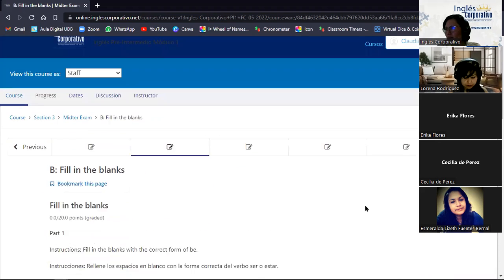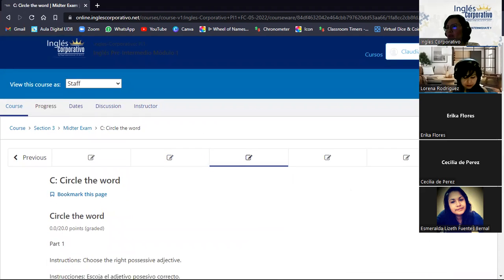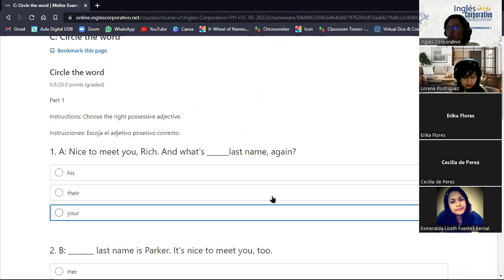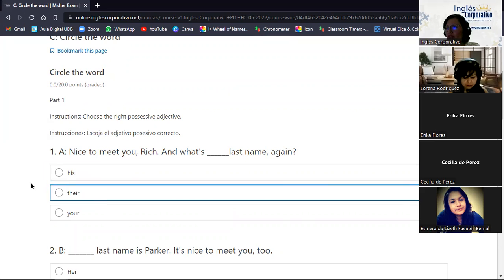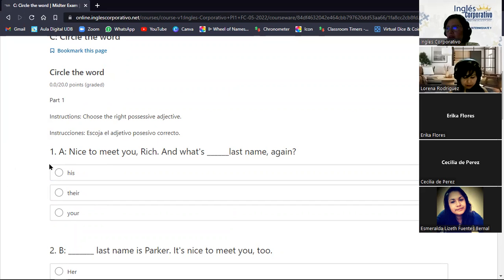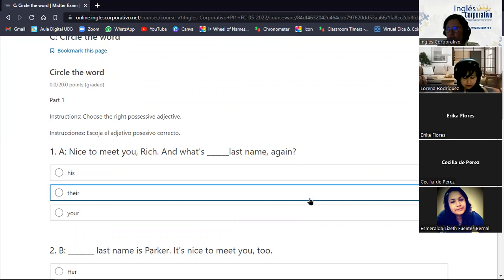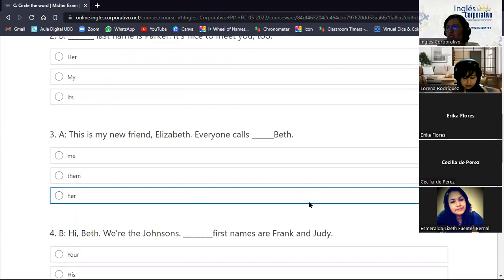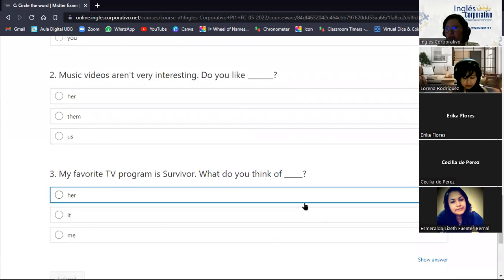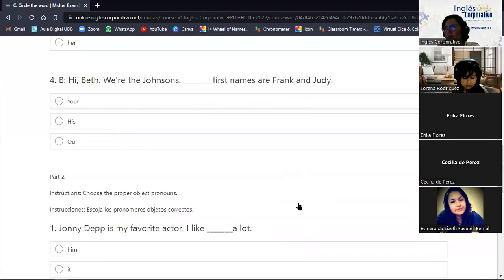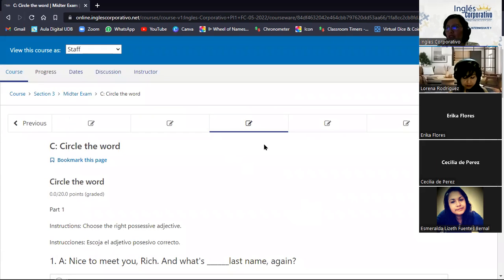And then after this one, it says circle the word. So you select the right option that comes with the three different alternatives that you have. It says, nice to meet you, Rich, and what? And then you select the correct answer. So this is for general information and also for pronouns, todos los pronombres. That's what we're going to check on exercise C or letter C, okay?